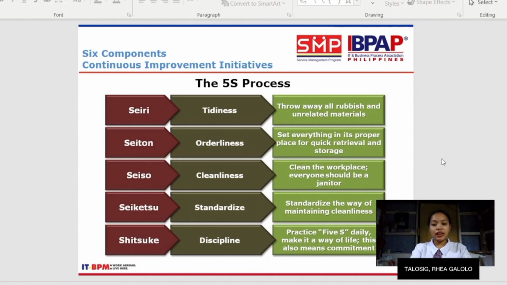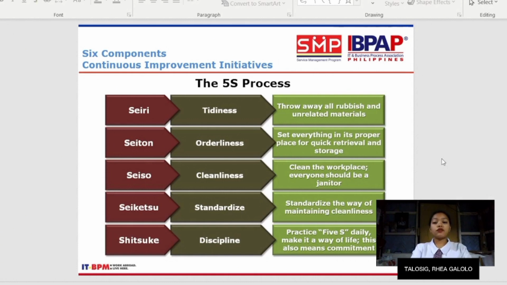Practice 5S daily, make it a way of life. This also means commitment. It refers to the process of keeping 5S running smoothly, but also keeping everyone in the organization involved. It is also a long-term program, not just an event or short-term project. 5S becomes a part of organization culture when sustained over time. That's when the business will start to notice continuous positive results.